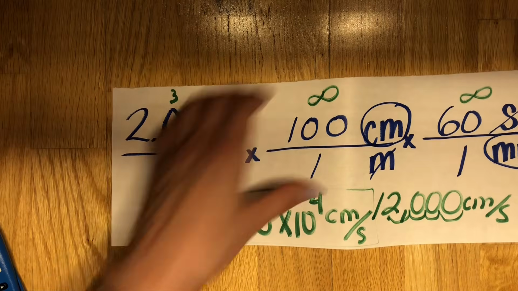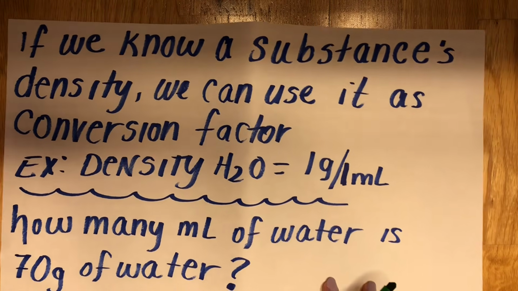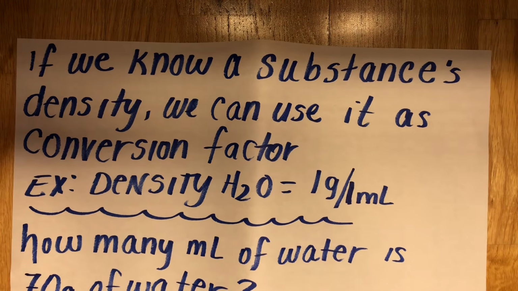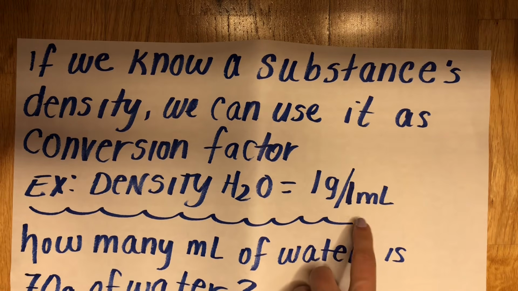Okay. Next, you can actually use dimensional analysis with density. And the way to do that is you need to know a specific substance's density. Every substance has its own unique density. So let's take a look here at this example. So first of all, it says if we know a substance's density, we can use it as a conversion factor. And here is water's density. It is 1 gram over 1 milliliter. Remember, water's density is not really in 1 sig fig. Again, so we're going to look at these as infinite sig figs.